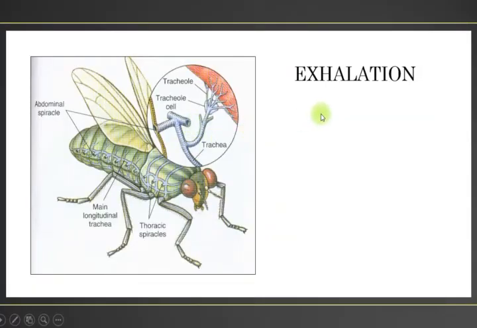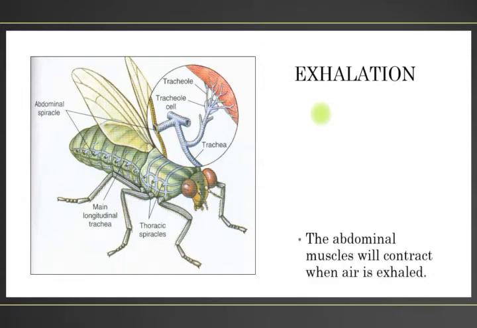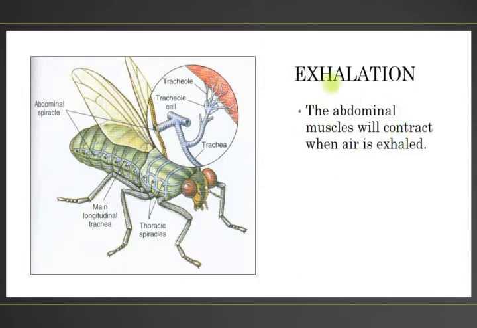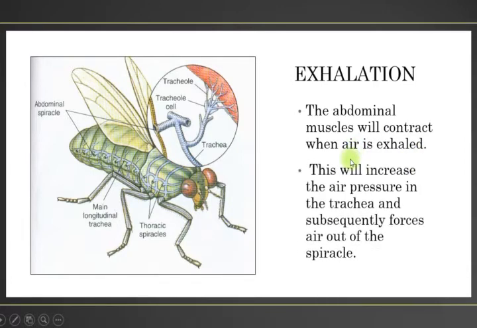What about the exhalation? The abdominal muscles will contract when air is exhaled. The abdominal muscle will contract and this will increase the air pressure in the trachea and subsequently force air out of the spiracle. That is referred to as the exhalation that occurs in the insects.